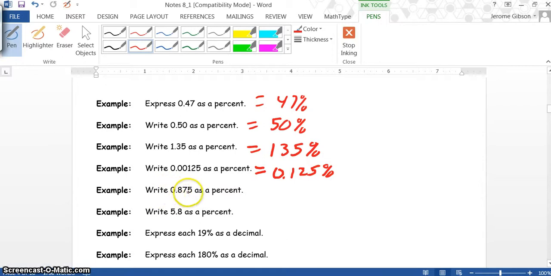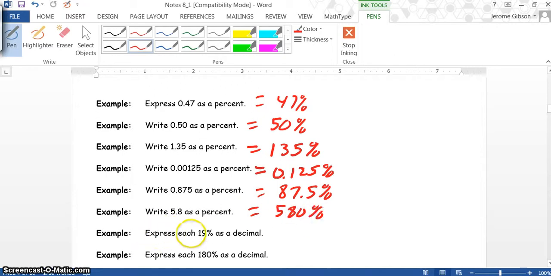Now it says write 0.875 as a percent. Move it 2 places to the right, it'll be 87.5%. Next it says write 5.8 as a percent. Move it 2 places to the right, it'll give you 580%.